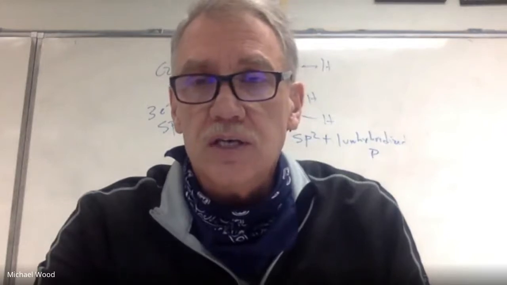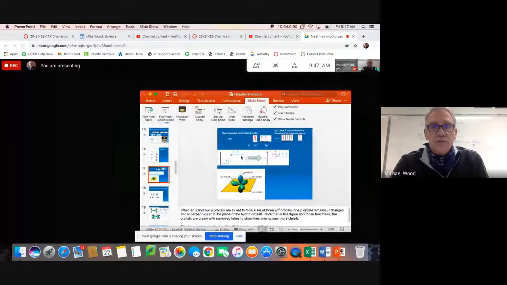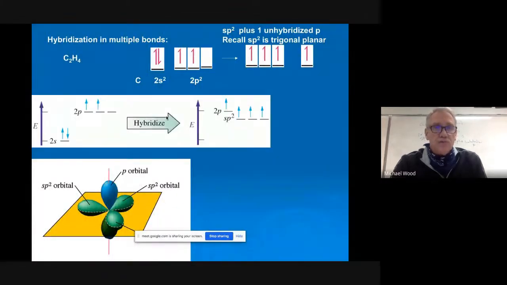Okay, so now back to the notes. Okay, the next thing, again, we are close, but we still have a couple more things to do in this chapter. Okay, so multiple bonds. So the first bond is the normal hybridization, and the second bond would be 1 unhybridized p. If it's a triple bond, it'd be 2 unhybridized p's. Okay, we'll come back and look at that.